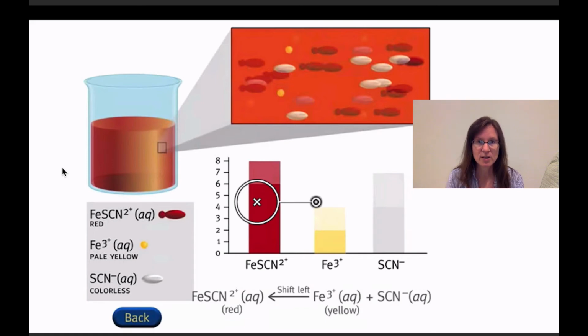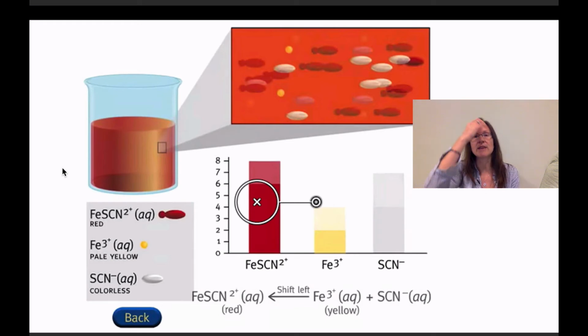So the stress here was an increase in SCN. The shift here was that it shifted towards the reactants or shifted left. And that means that once equilibrium is reestablished, I'm going to have more FeSCN than I had before. And because it's red in color, I'm going to see that the actual reaction is red in color now.